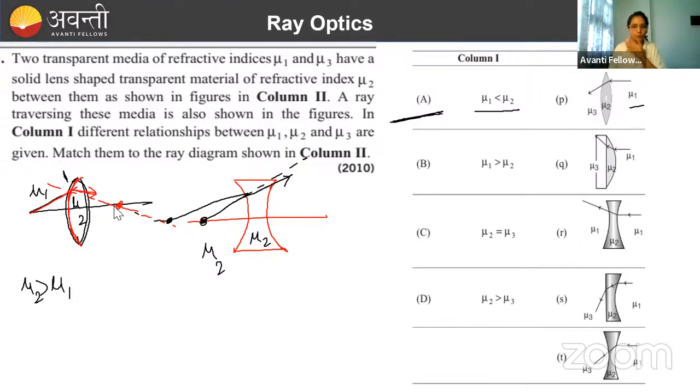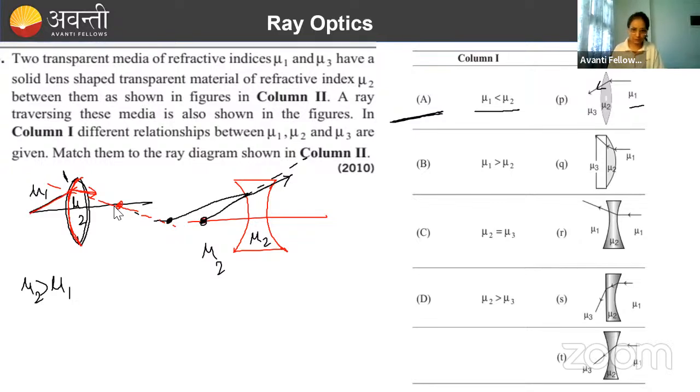Light is going to bend towards the normal, right? So in which case is light bending towards the normal? Just see, in the first case the lens is a convex lens. If light bends towards the normal, it will dip down. So the first will be true. Yes, the first will be true. Now Q won't be true.